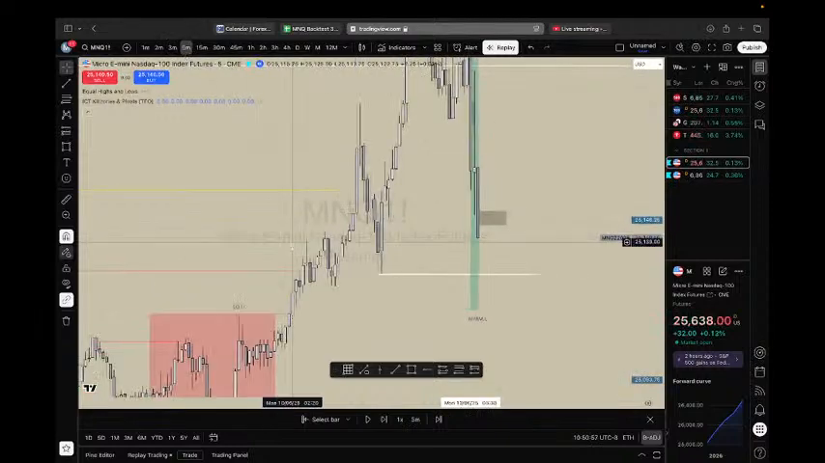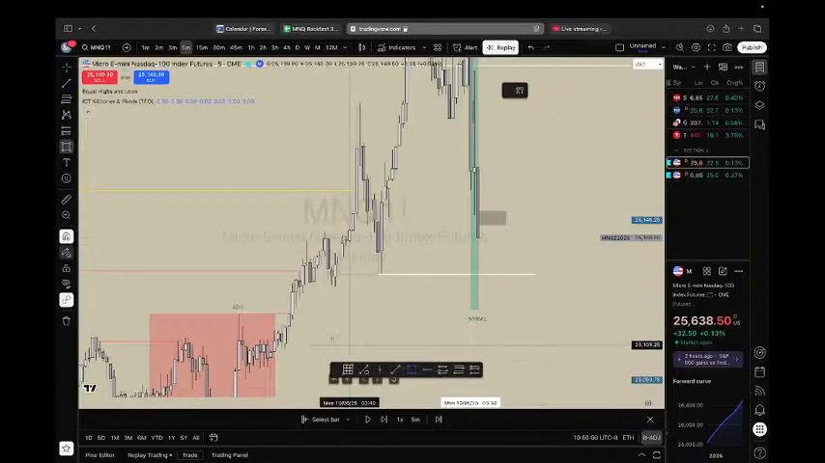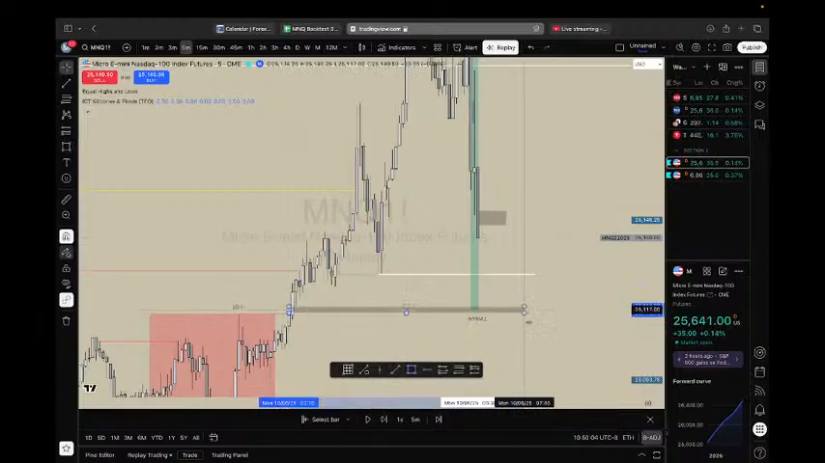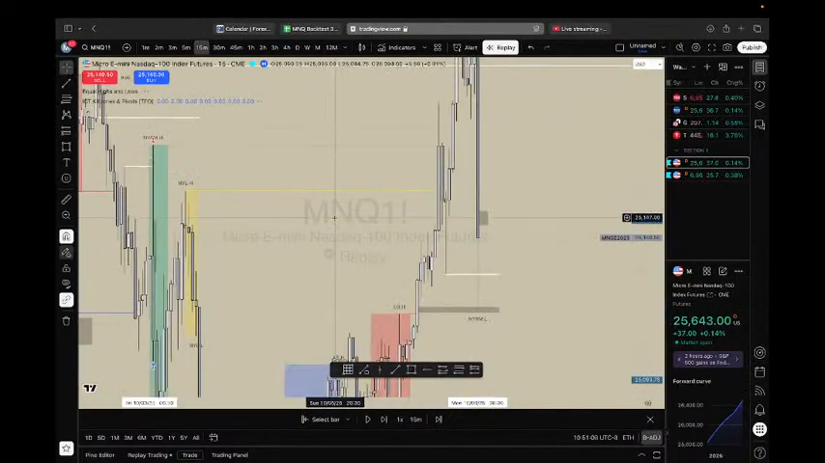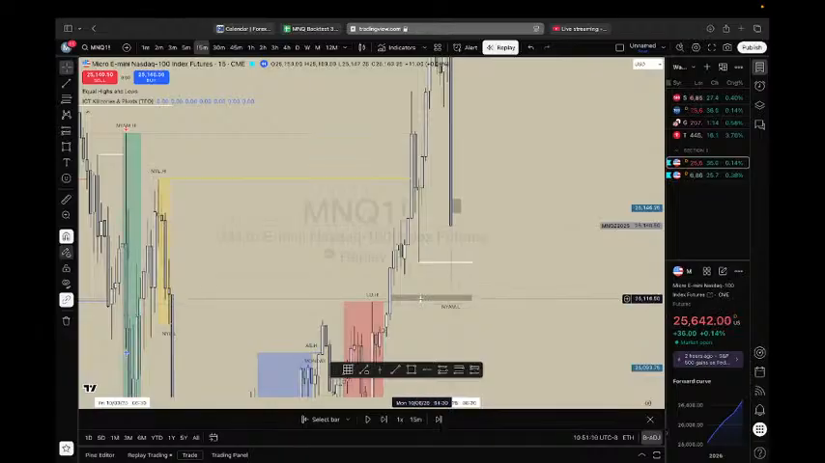How many gaps are we in? I'm looking at this gap right here. It's not big, but it's the only one that I can see that we're in right now. We're within it, which is pretty valid. It's a small one, but on the 15-minute, it looks bigger. That's pretty cool. So we're within a fair value gap.